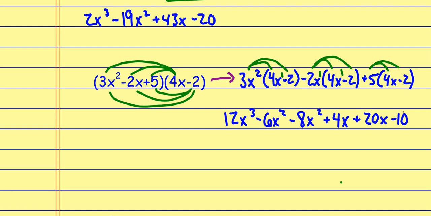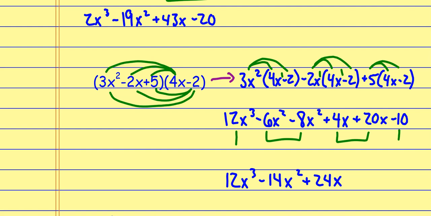I have 3 terms. I do the distributive property 3 times. And now I combine like terms. This guy doesn't have a like term, so I just rewrite them. That's a 12x cubed. Here, these guys are like terms, so when I subtract or add those negatives together, that's a negative 14x squared. These guys are like terms, so that's a plus 24x. Sorry, I got some little dots here I got to get rid of. And then this last one doesn't have a like term, so it stays as a negative 10.